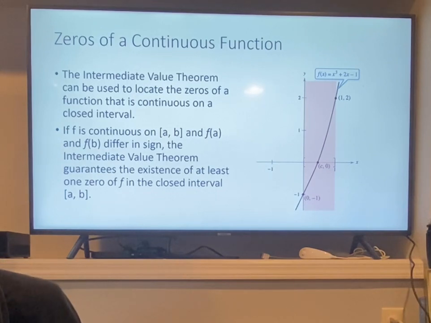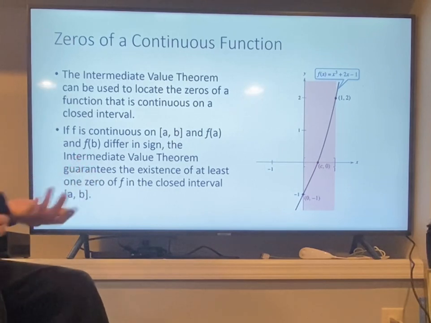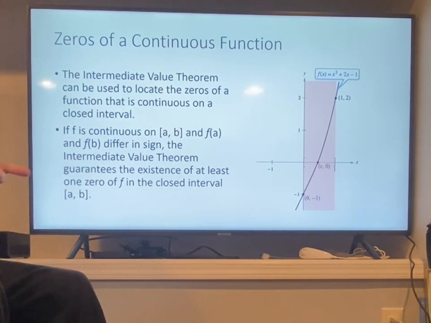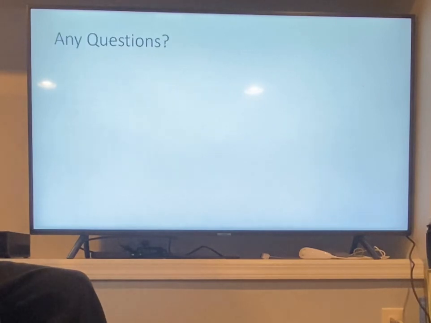Using the intermediate value theorem, we can determine the zeros of a function that is continuous on a closed interval. If the function is continuous on the closed interval [a, b], and f of a and f of b differ in sign, then the intermediate value theorem guarantees the existence of at least one zero of f of x in the closed interval [a, b]. Any questions?